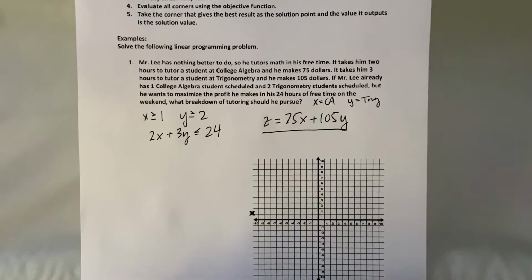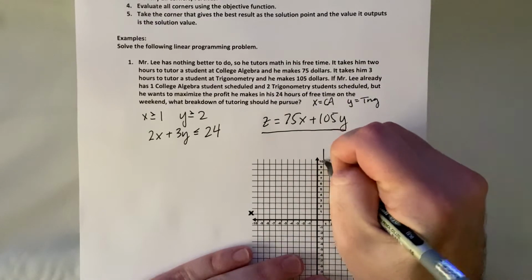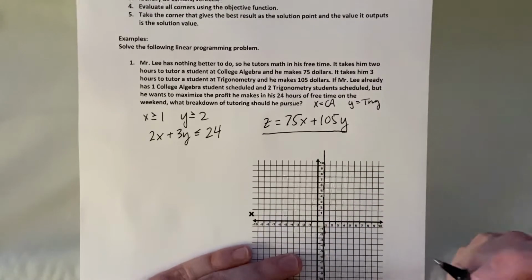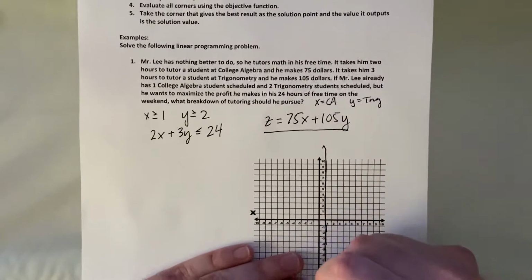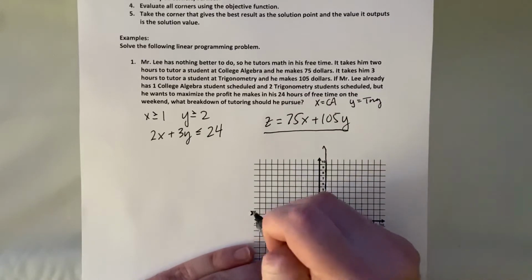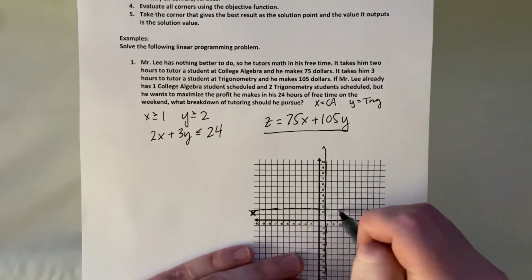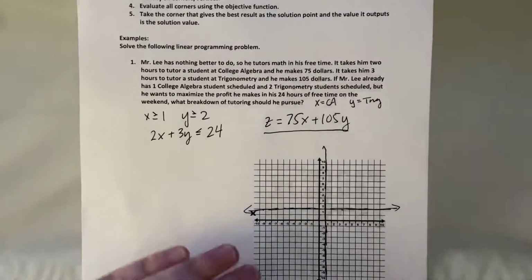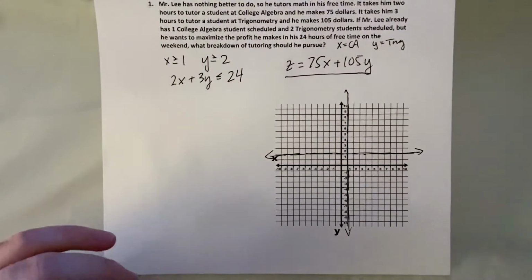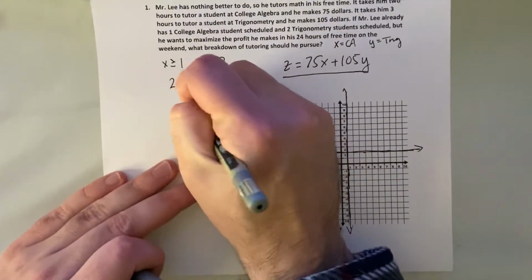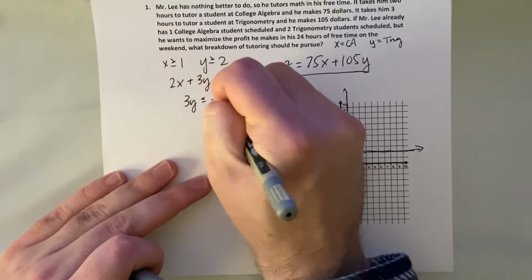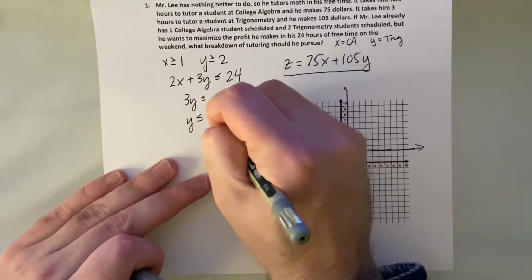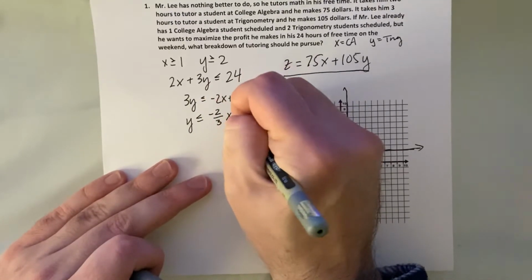x is greater than or equal to 1. Let's go find where x is 1. Just this vertical line. We need y to be greater than or equal to 2. And then the last equation is 2x plus 3y is less than or equal to 24. So 3y is less than or equal to negative 2x plus 24. y is less than or equal to negative 2/3 x plus 8.